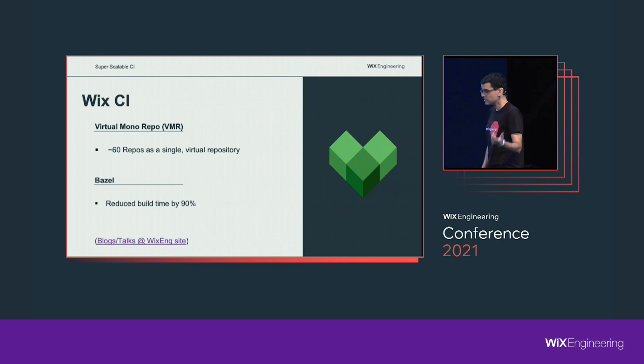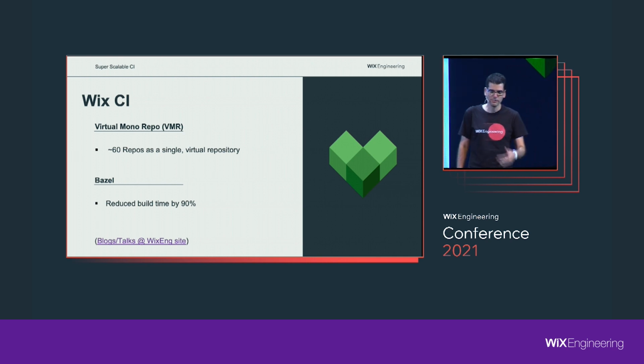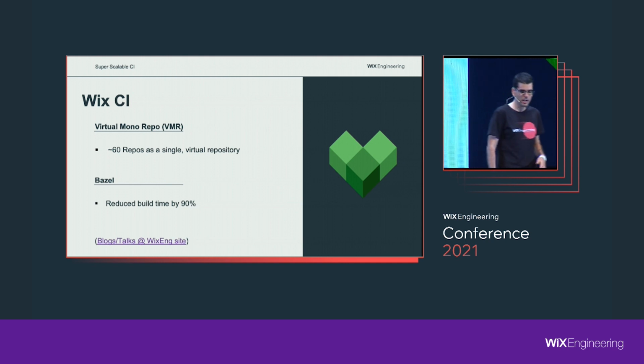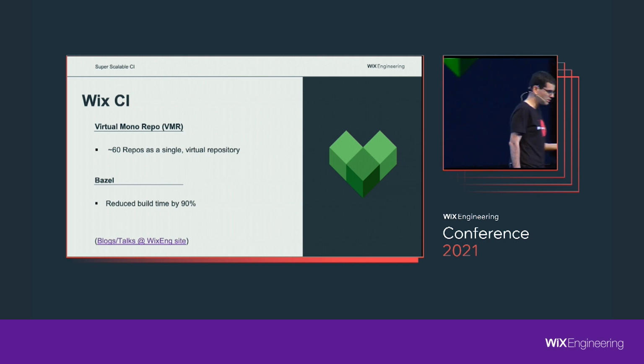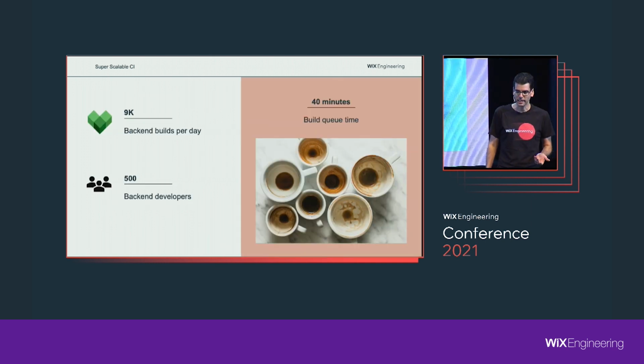Bazel is optimized to run in a monorepo, and Bazel really took our build system to a whole new level. The migration from Maven to Bazel improved the build time by 90%. That's 90, right? That's not my accent being weird. There are blogs and awesome talks at the Wix engineering website, so check them out if you're interested in hearing more. But the thing is, is the build time the only bottleneck?